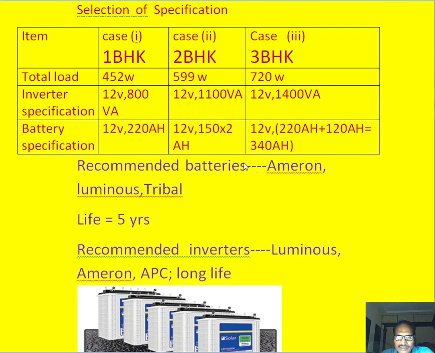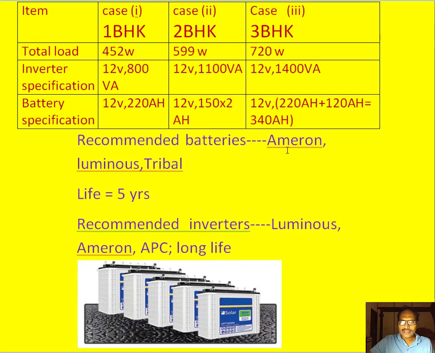And coming to what type of batteries we have to choose in the market. This is the major confusion for many of us. The famous companies are Amaron, Luminous, Tribal, Excite. Several batteries are available, but these three are more reliable and we can purchase them. Their cost may be more, but their life is more. And the life period normally given is 5 years.